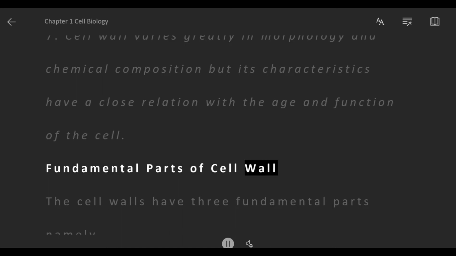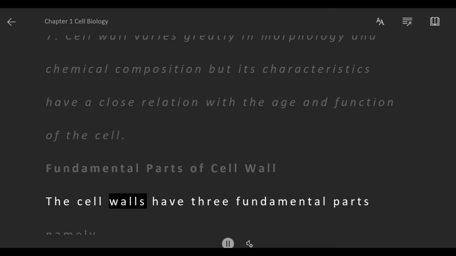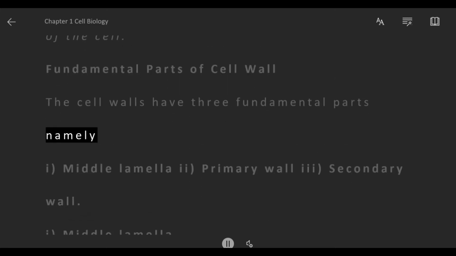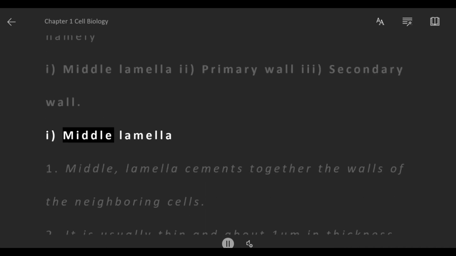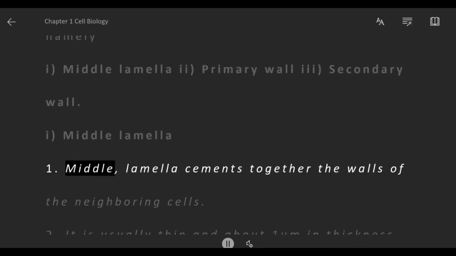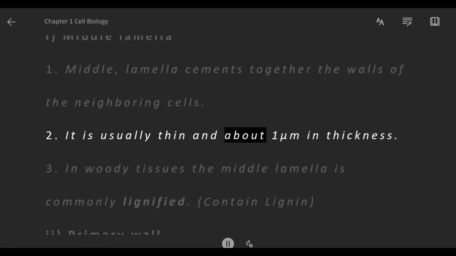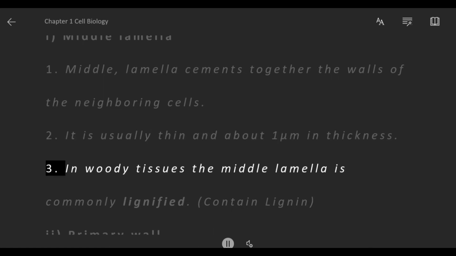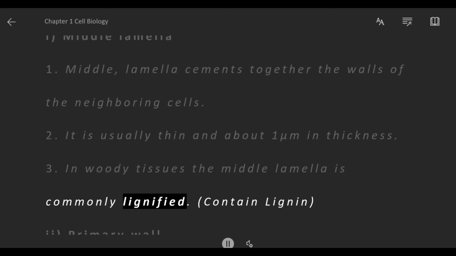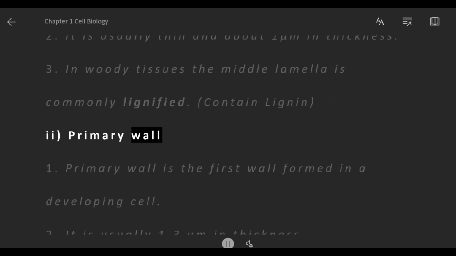Fundamental parts of cell wall. The cell walls have 3 fundamental parts, namely: 1. Middle lamella. 2. Primary wall. 3. Secondary wall. 1. Middle lamella. 1. Middle lamella cements together the walls of the neighboring cells. 2. It is usually thin and about 1 µm in thickness. 3. In woody tissues the middle lamella is commonly lignified, containing lignin.